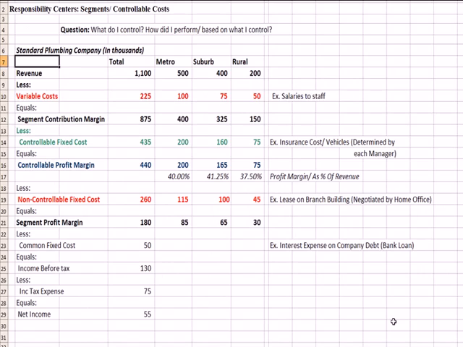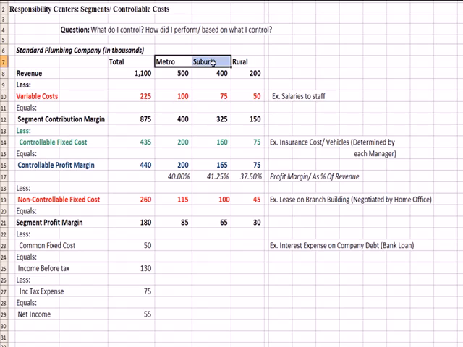Jumping over to a more complex example, this is a responsibility center with segments, and we're going to talk about controllable costs. Going back to what we had on PowerPoint, what do I control and how did I perform based on what I control? So we'll talk about a plumbing company, and these numbers are in thousands in my example.